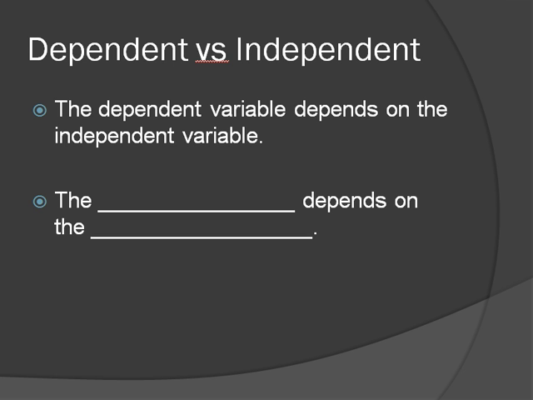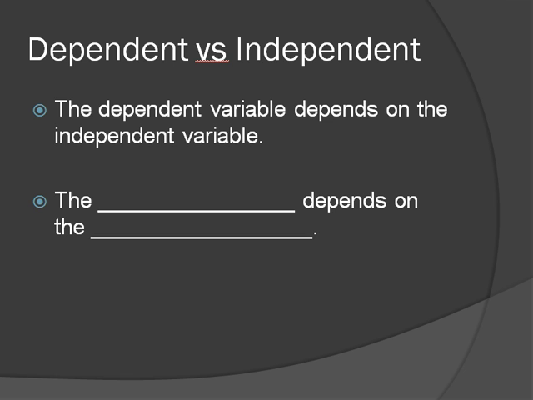The dependent variable depends on the independent variable. So that means that the first part, the dependent variable, which is something that's changing, is dependent on another variable.